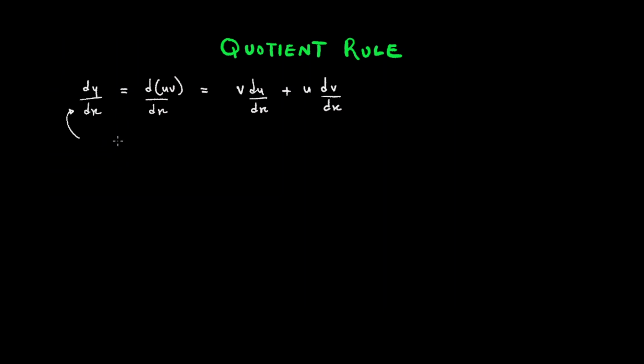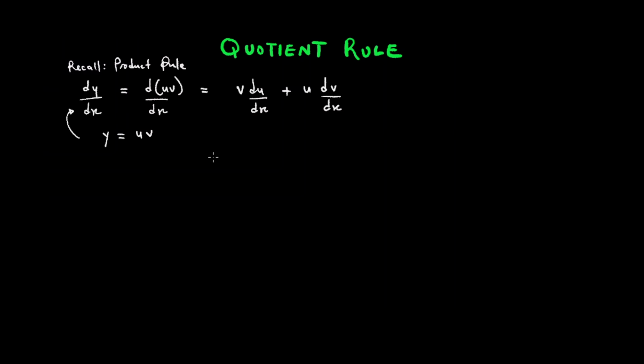So we are going to have a situation where y is equal to uv, meaning a function u is multiplying a function v. The derivative is going to be given by v du dx plus u dv dx. So this is a recall of the product rule. We did the product rule. In today's lesson, we are looking at the quotient rule.